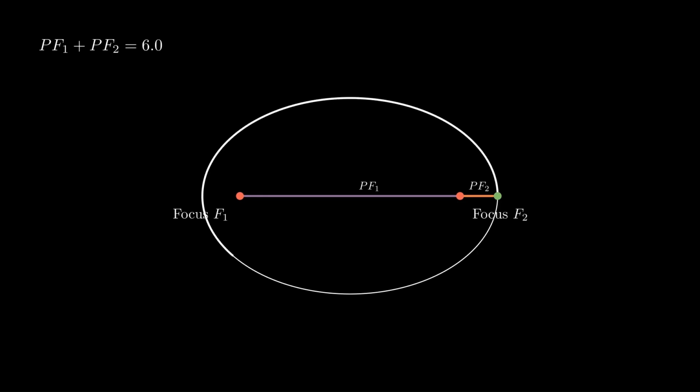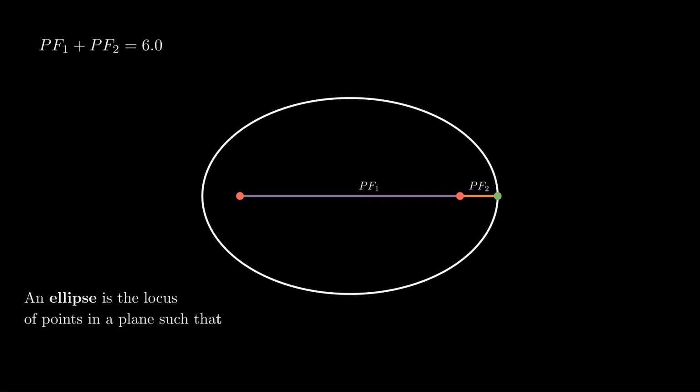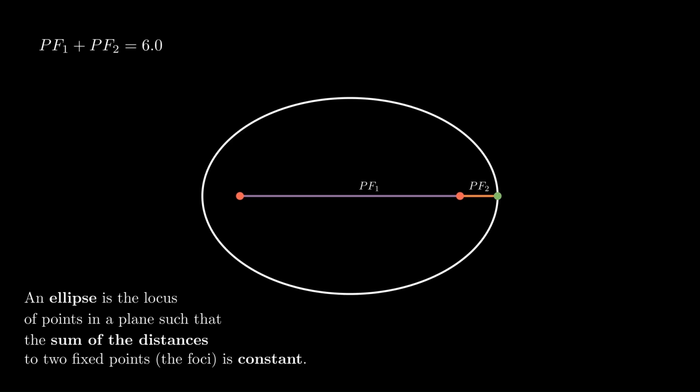Here, a constant sum of 6.0. Observe how PF1 and PF2 change, but their total sum never deviates from our constant value. So, an ellipse is the locus of points in a plane such that the sum of the distances to two fixed points, the foci, is constant.